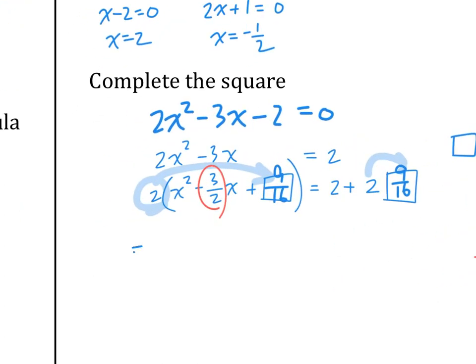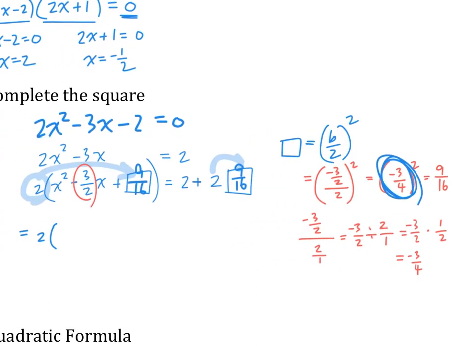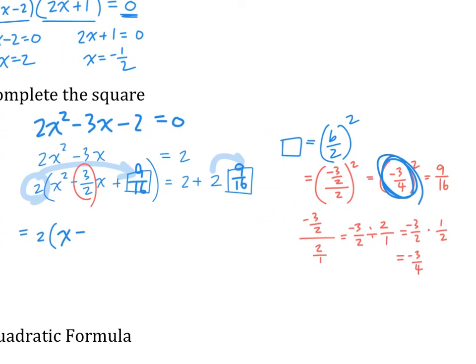All right, factor. So 2 times, that's very hard to factor. So what should we do? Well, very easy. It's always going to be b over 2. It's always going to be b over 2. So that's going to be x minus 3/4 squared.